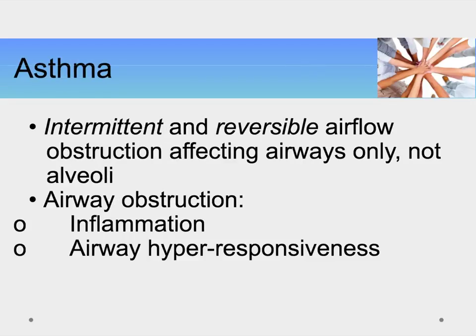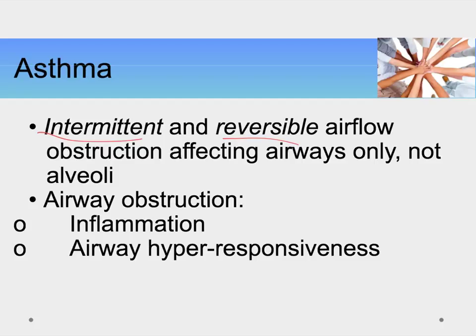And that is continued on this slide here, where it is intermittent and reversible. I think those are the key terms to remember about asthma. They occur intermittently when a patient is exposed to the triggers, and typically if it is managed and treated properly with the appropriate medication in a timely manner, it is a reversible airflow obstruction.